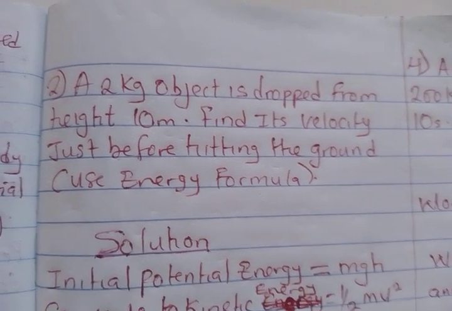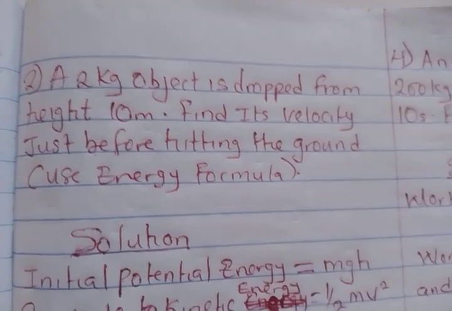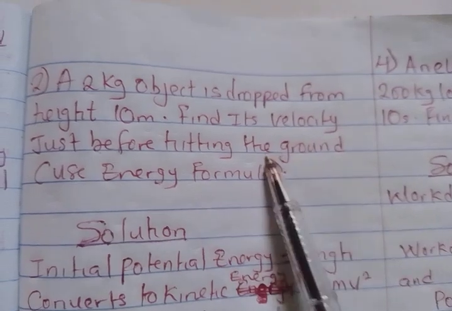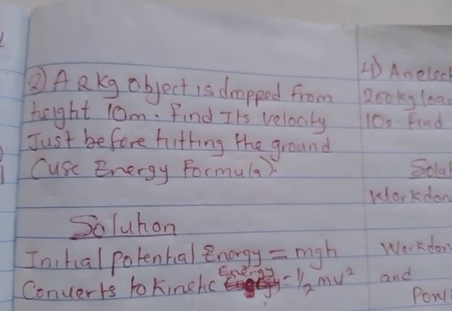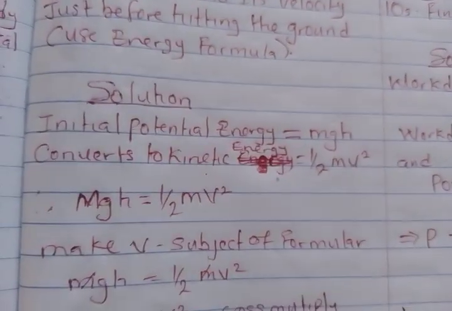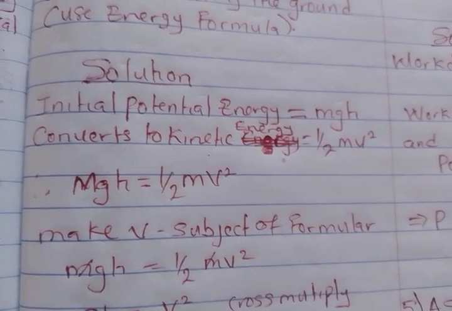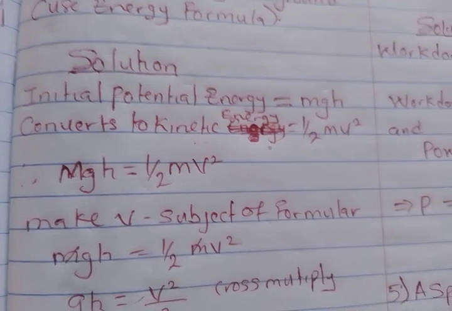Now to the second question. A 2 kg object is dropped from a height of 10 meters. Find its velocity just before hitting the ground. Use the energy formula. We are being asked to use the energy formula because this kind of question sometimes people may attempt with equation of motion, which may also solve the question.